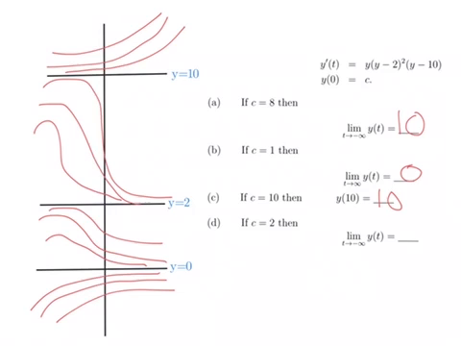And for part D, it wants to know the limit as y of t approaches negative infinity when c equals 2. So if we go to 2 over here, and we look at what it approaches as it goes in the negative infinity direction, we see that it also approaches 2.